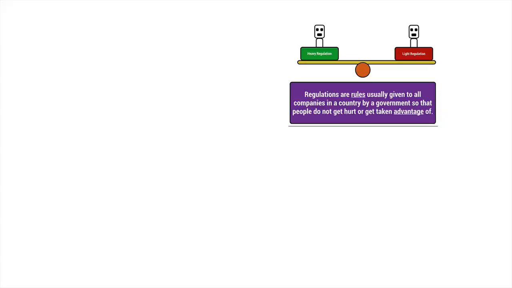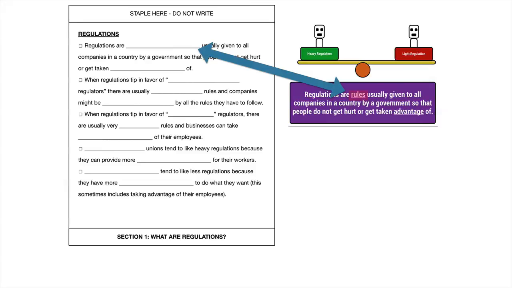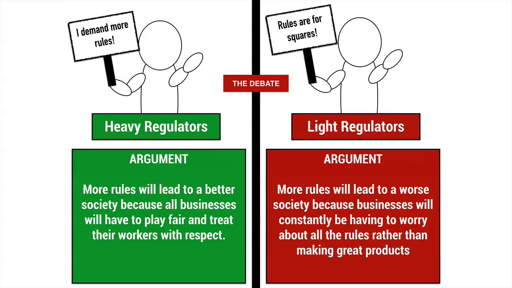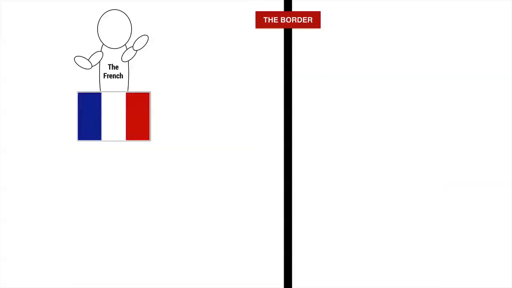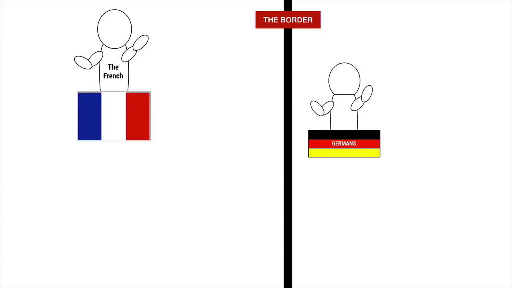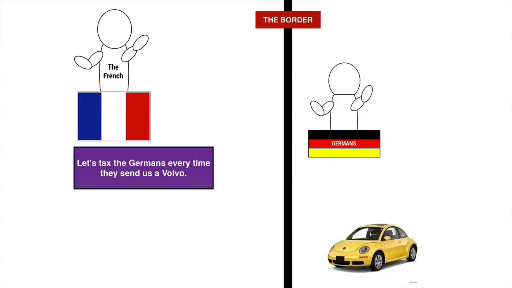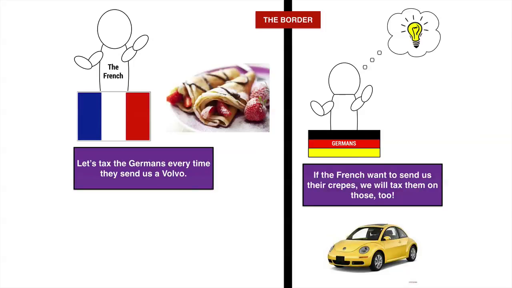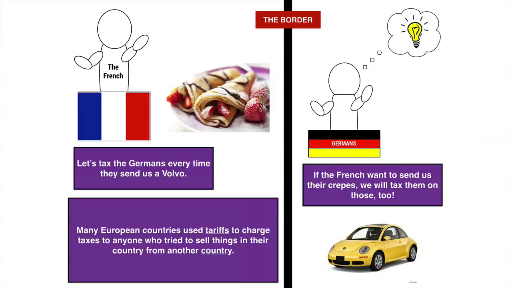As I mentioned before, for each underlined word in the PowerPoint, there is a corresponding blank in the student notes. After debating the pros and cons of regulations, students will look at border relations between 2 countries and analyze why the French might tax Volvos while the Germans might tax crepes. This will lead to a more serious discussion of protectionary tariffs after World War II.